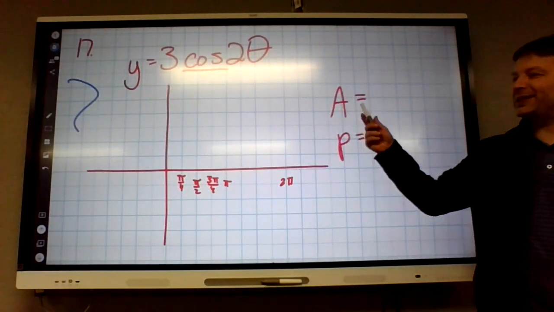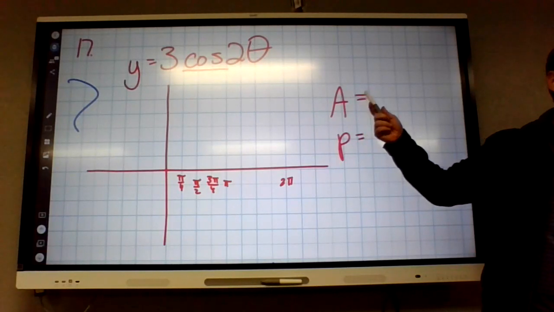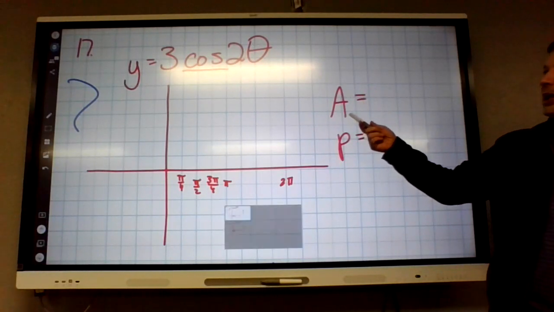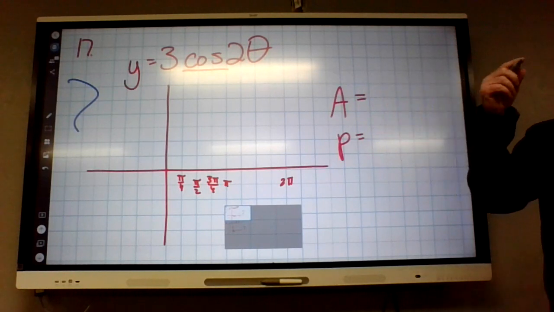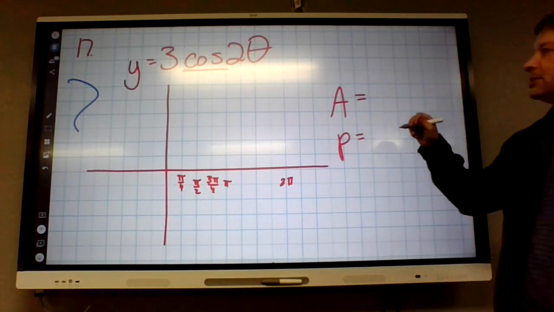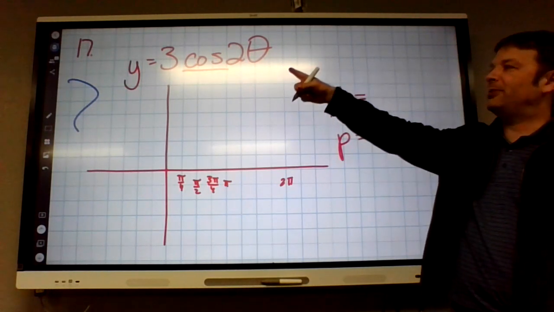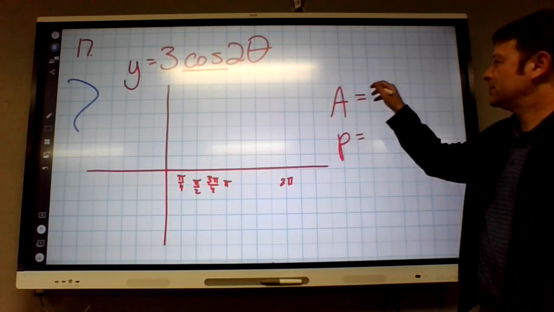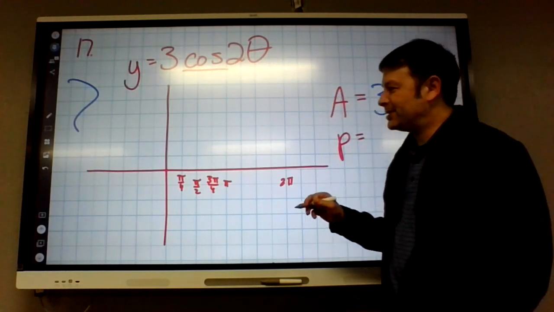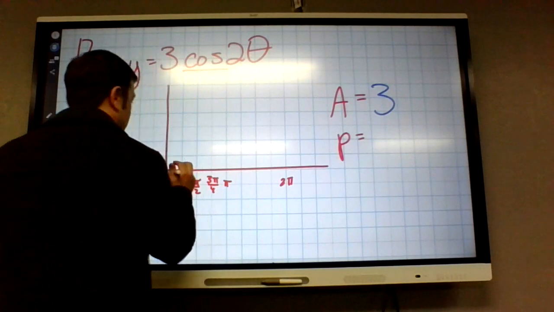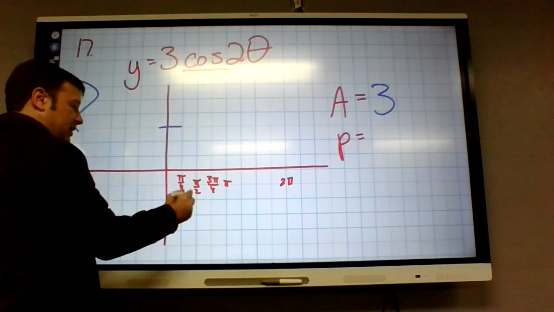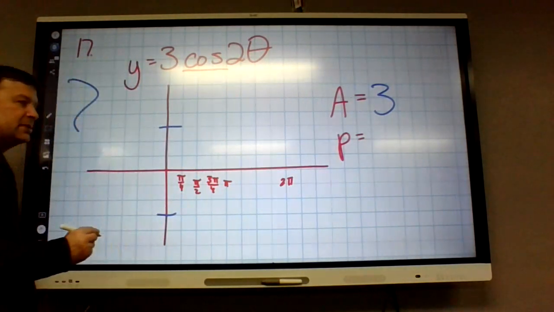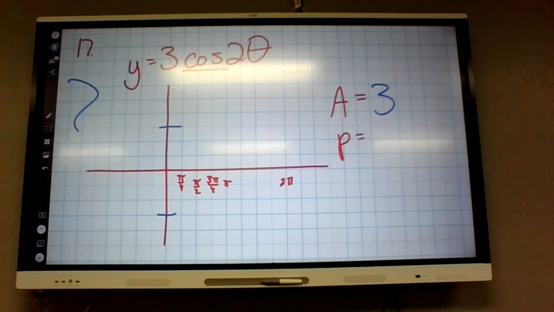What do you guys think this A stands for? Amplitude. And what is the amplitude on this problem? 3. Okay, which tells me the graph is going to go up 3 and down 3. So I'm setting up the borders of my graph.